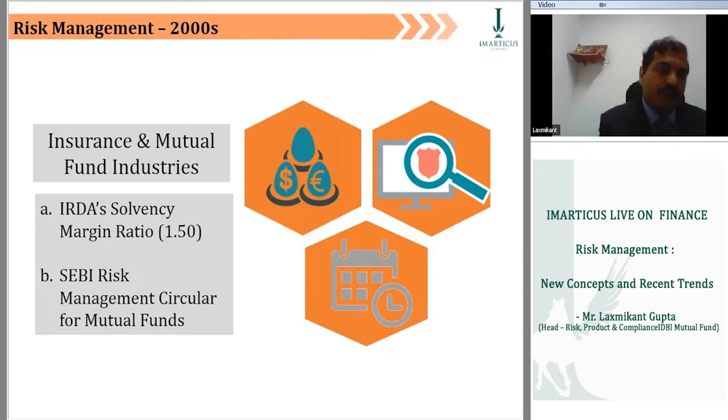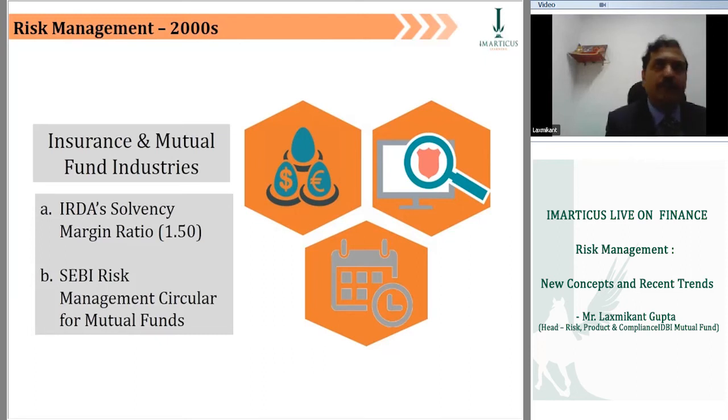In 2000, when these industries flourished in the private sector, IRDA, the insurance regulator, came up with a solvency margin ratio of 1.50 times. It is again like a capital adequacy ratio for banks.